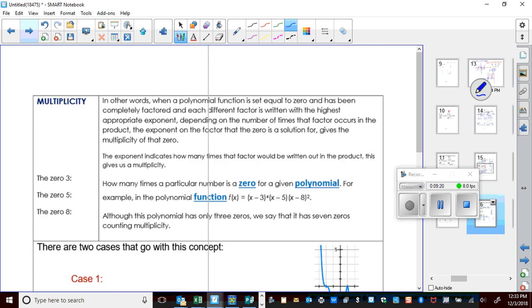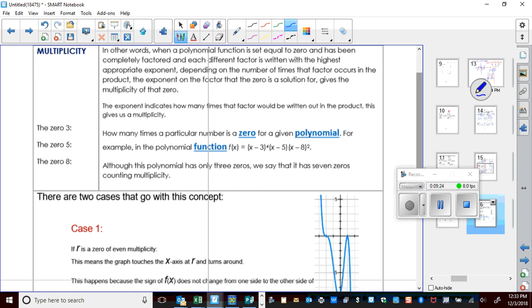Now multiplicity, I kind of alluded to it. Multiplicity is when a 0 occurs more than once. So here, x minus 3, when x equals 3, that 0 occurs 4 times. So the multiplicity of it is 4. For x minus 5, it occurs 1 time when there's no exponent. X minus 8, it occurs 2 times. So I put a 2 here. So algebraically, it's so easy to tell.